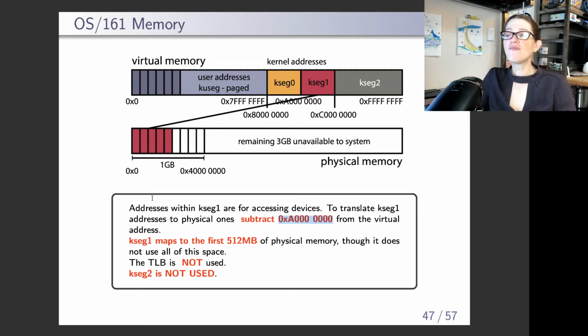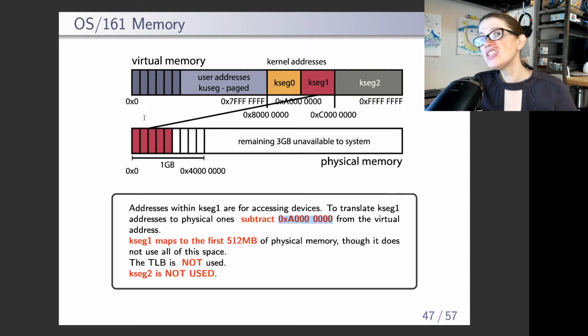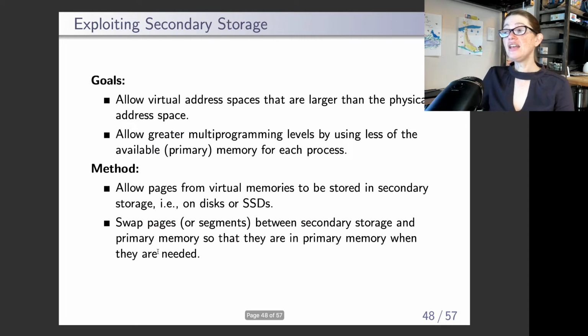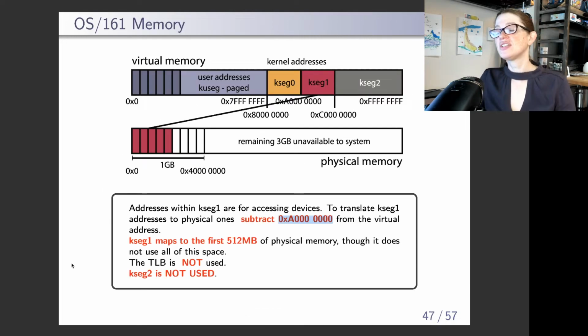So if you have a physical address that falls in the first 512 megabytes, and you had to choose what virtual address could have resulted in translating to that physical address, there are three choices. In the first 512 megabytes, it could have been a user address, it could be a kseg0 address, and it could be a kseg1 address. So that's kind of a fun thing to do. And again, just to keep in mind, kseg2 is not used.